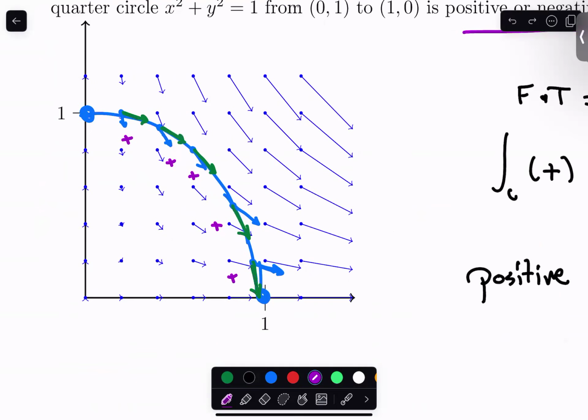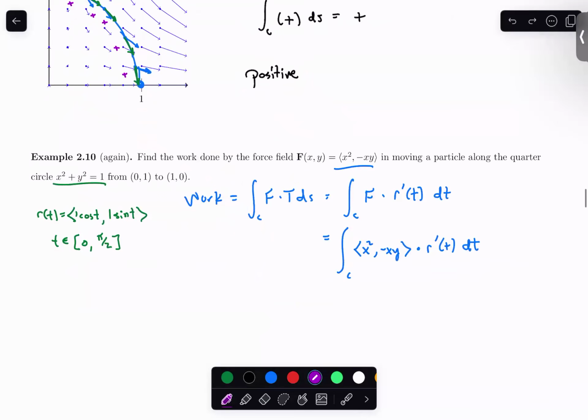So clockwise versus counterclockwise will eventually be known in chapter 16 as the orientation of the curve, right? If you're going in a clockwise direction versus a counterclockwise direction. So I have it close to correct, but I'm headed in the wrong direction. I'm going counterclockwise when I ought to be going clockwise.